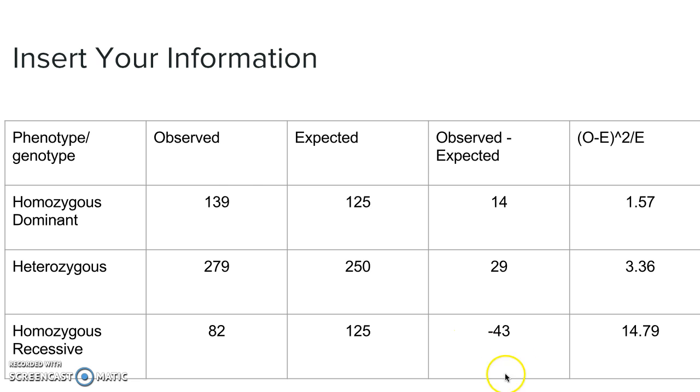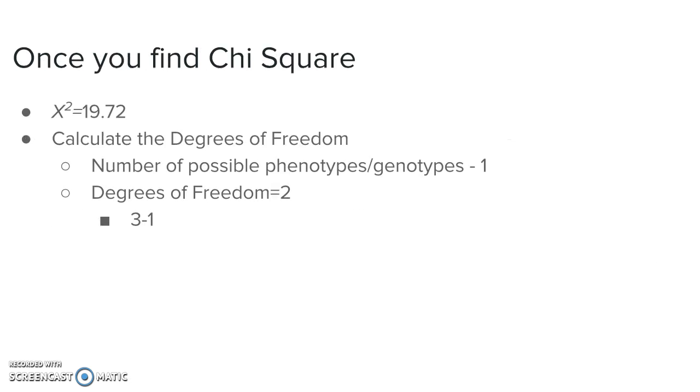And then this is the number we get over here. And then we're going to multiply it by itself, which is squaring it. And then we divide it by the expected value, which is over here. And then that's what's going to give us all these numbers right here. And then once we add them together, we're going to get our chi-squared value, which is 19.72.